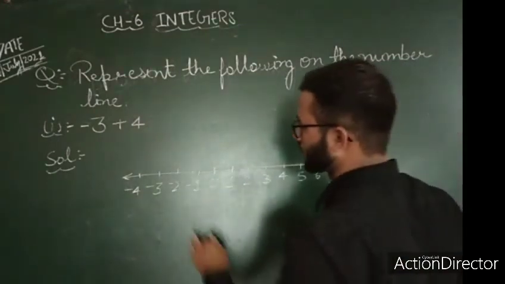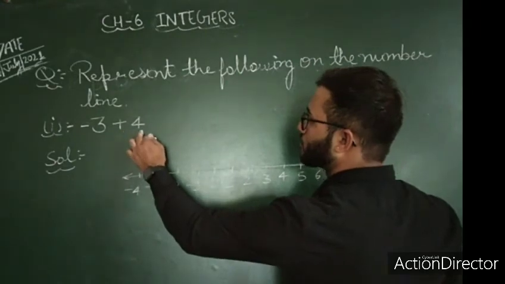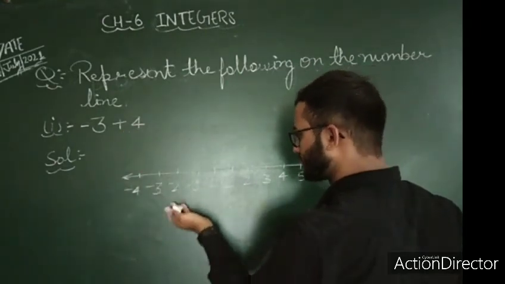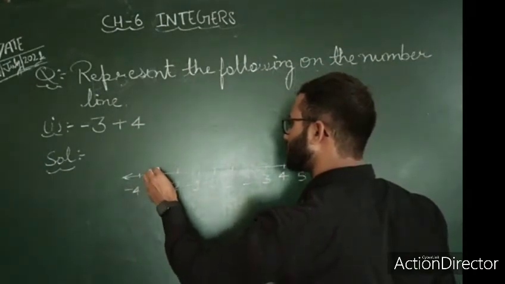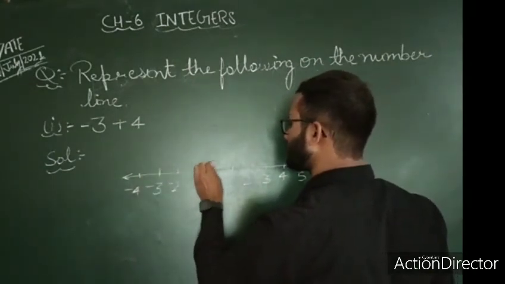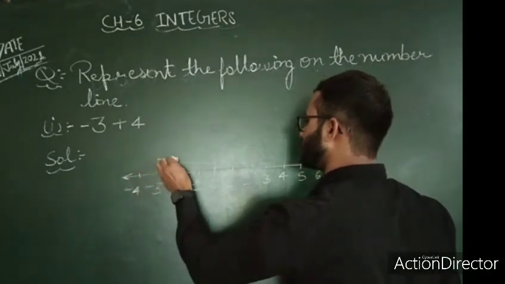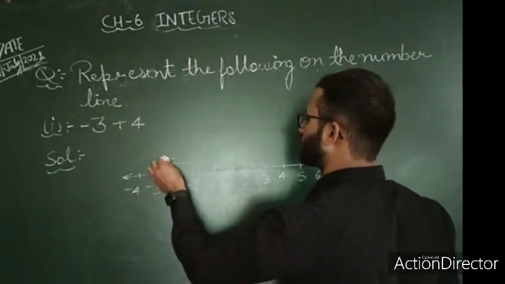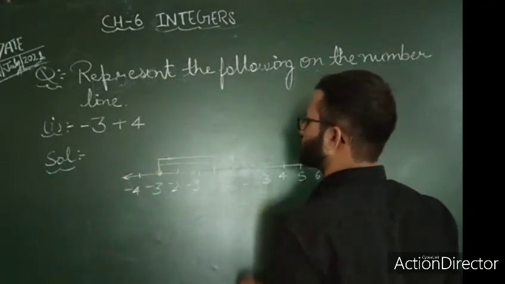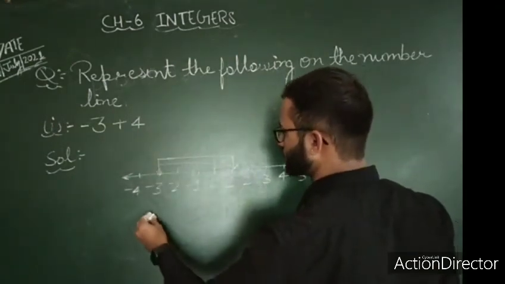So now here we start from minus 3 and here we move plus 4 steps forward. So here we start from minus 3. Okay. So here 1, 2, 3, minus 3 here. Then here we move 4 steps. 1, 2, 3, 4. And so here when we add these numbers, minus 3 and plus 4, so here we have.